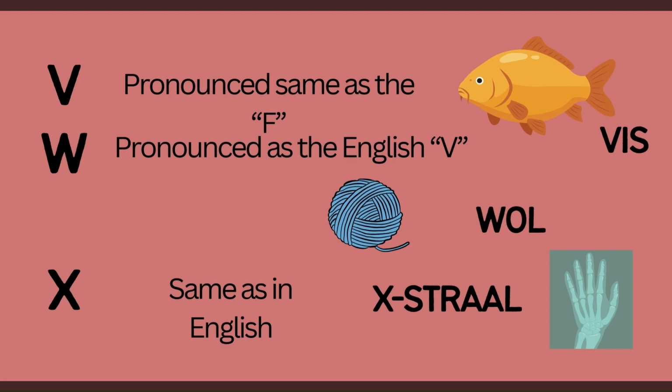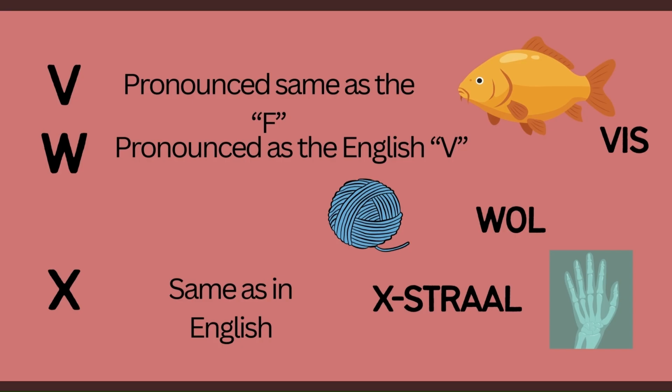So the letter V is pronounced. The example I have is a fish. In Afrikaans, we say vis. So let's say it one more time. Vis. Now the letter W is pronounced the same as V in English.